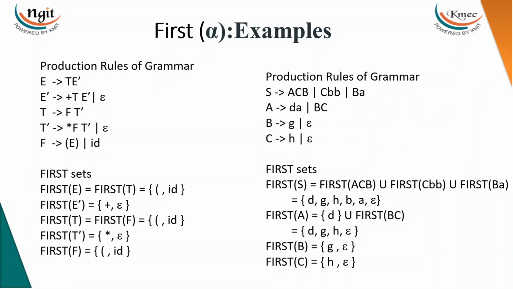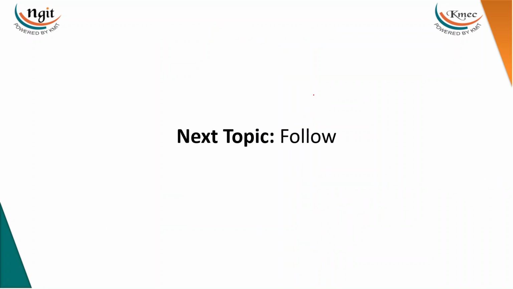Right. So here A you have to take. Then if epsilon, go to C, otherwise don't go. If it is epsilon, go to B, otherwise don't go. If it is epsilon, then you take it, otherwise you are not supposed to. So in the next video we'll discuss follow.